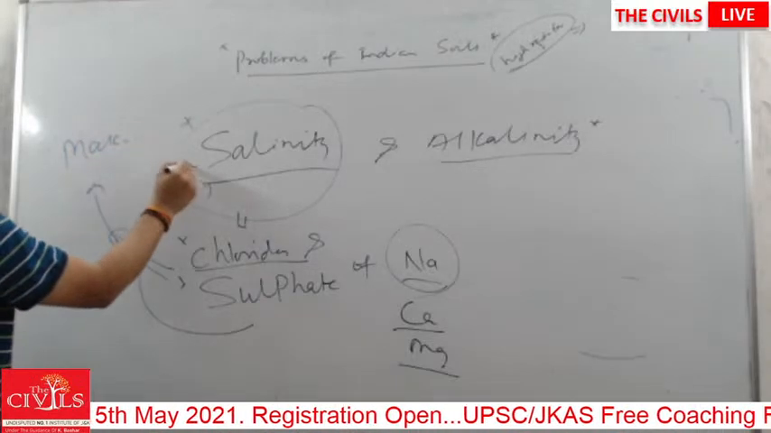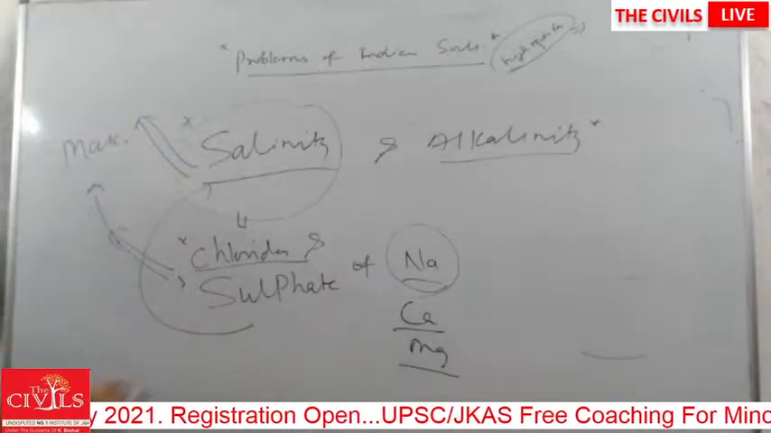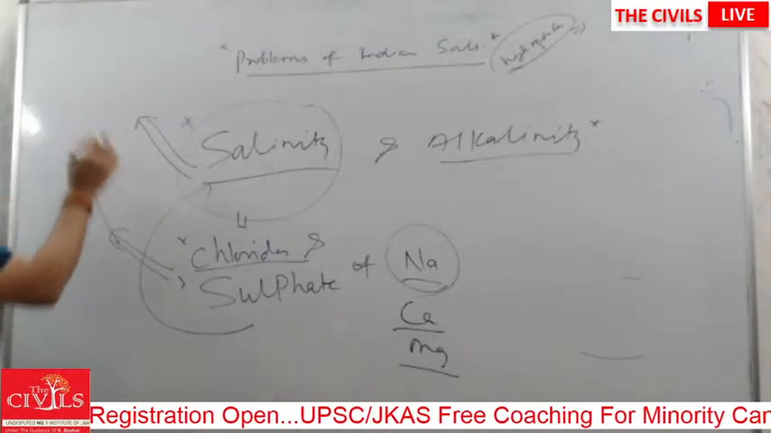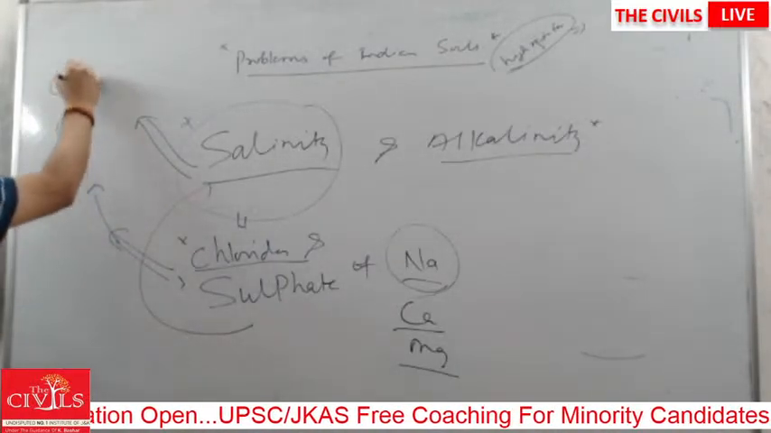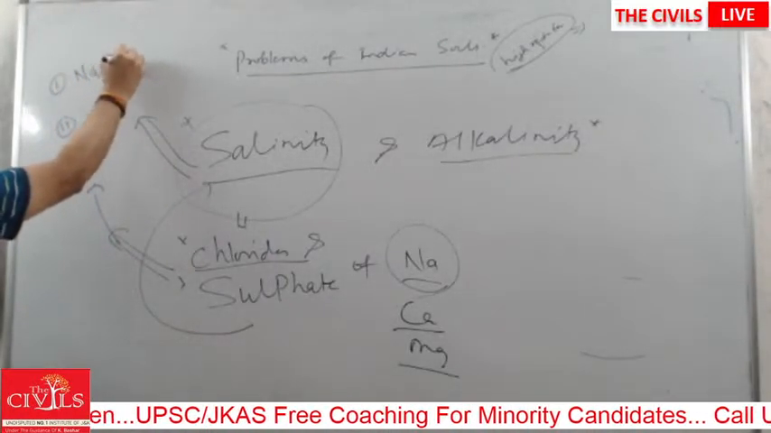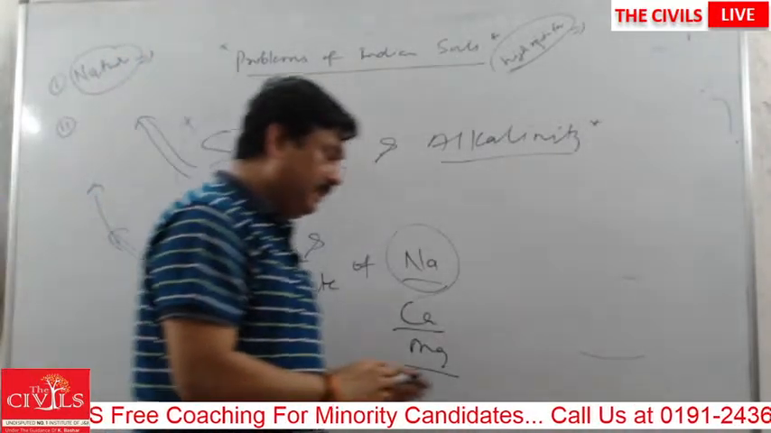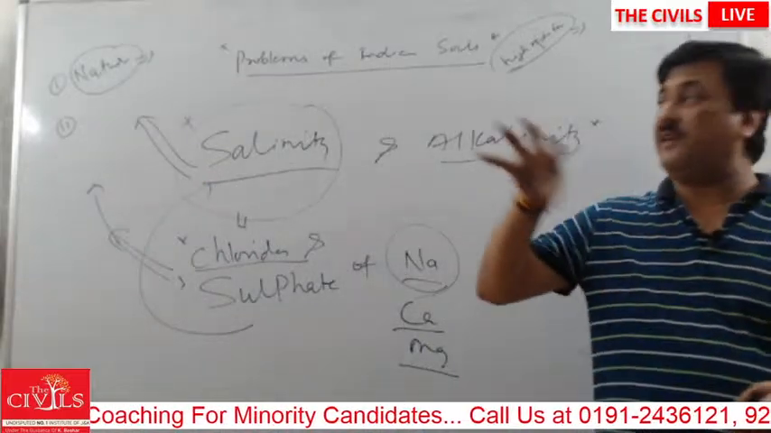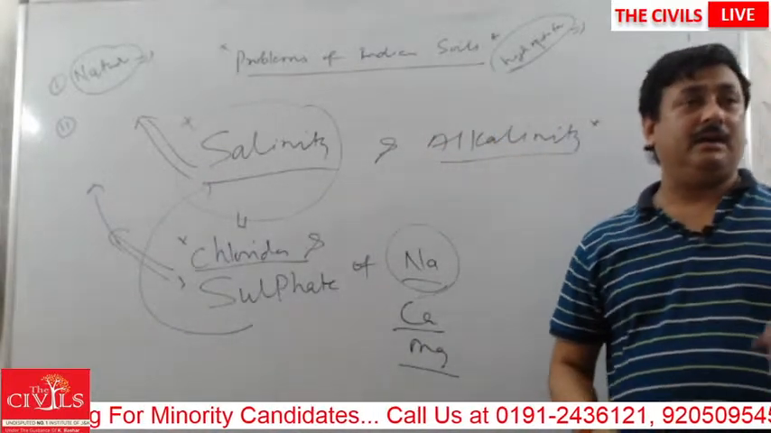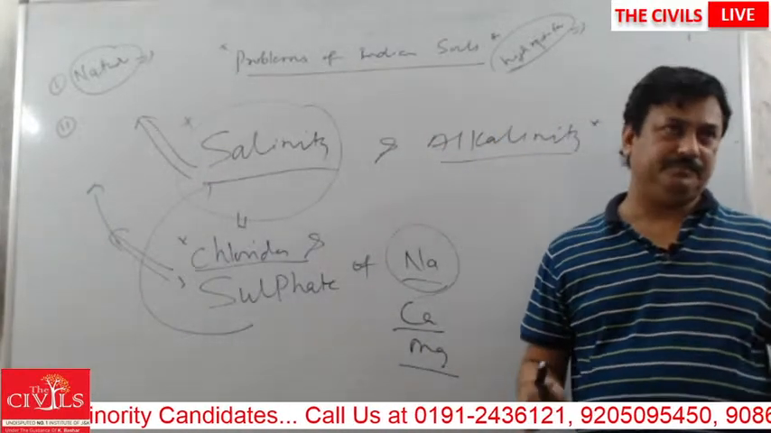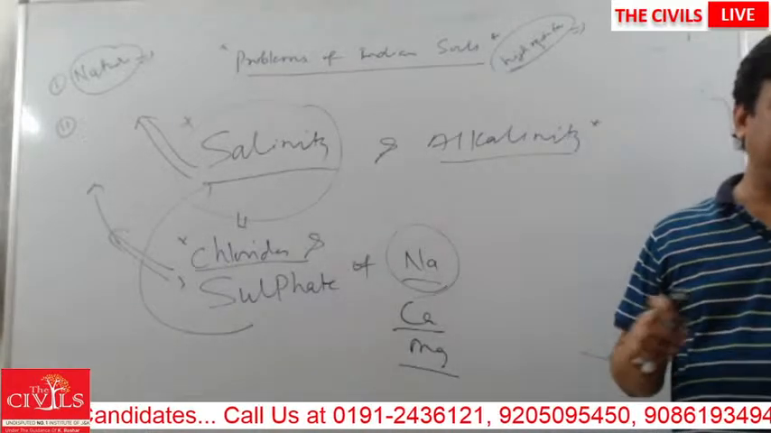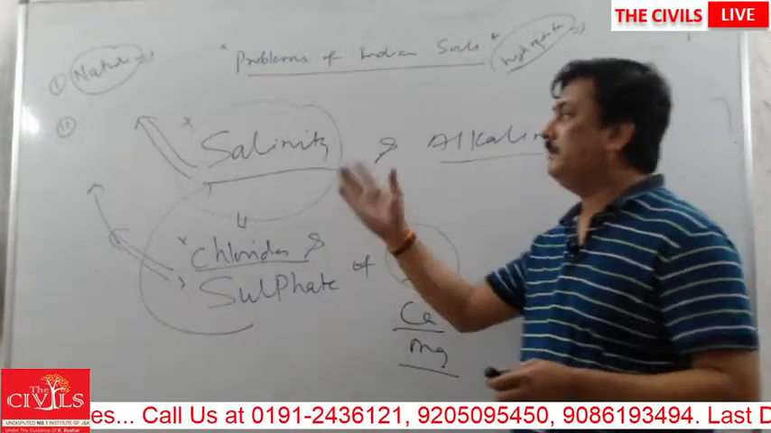And salinity is caused due to two reasons. First is the natural reason, and this natural reason is basically found in those areas where there is a poor drainage system.